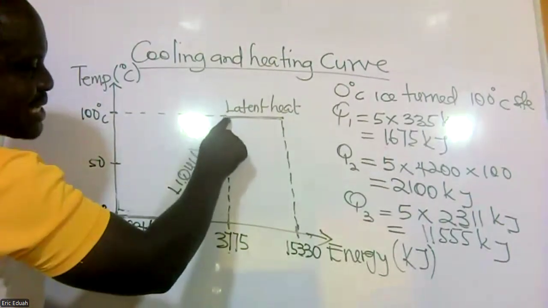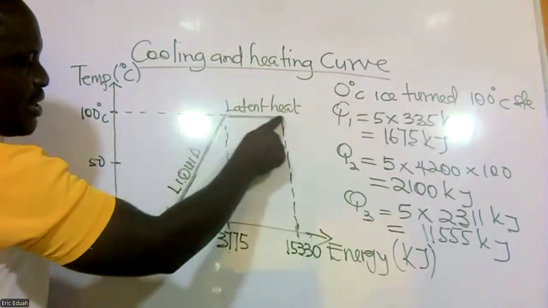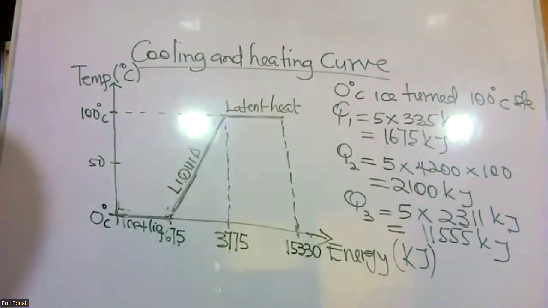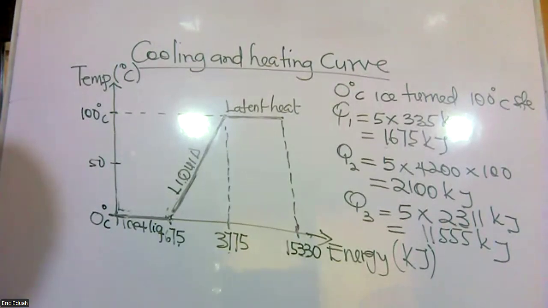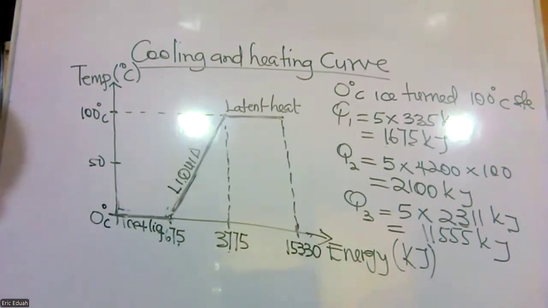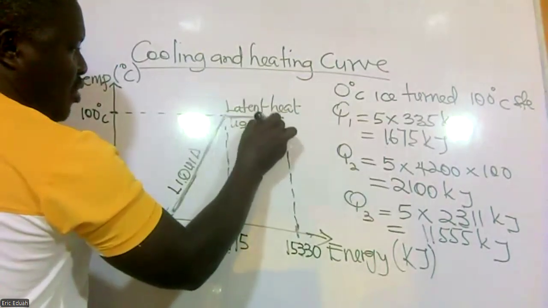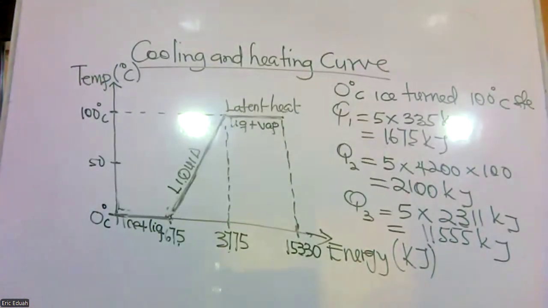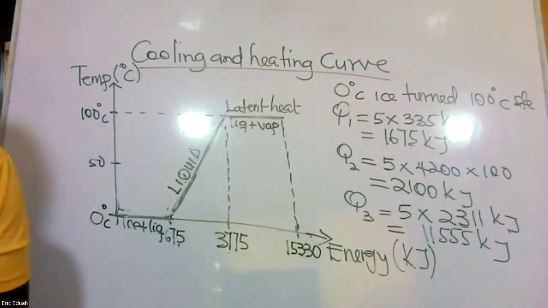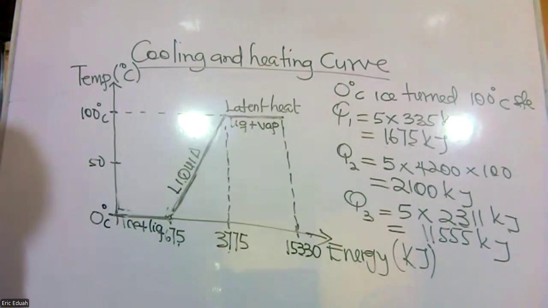So what do you think will be the state of the matter in between? Julian again. Liquid plus gas or something. Exactly. So in between it is liquid plus vapor or gaseous. So these are the things we can deduce from a cooling or heating curve. Any question?